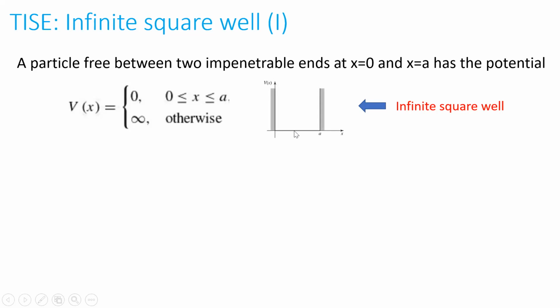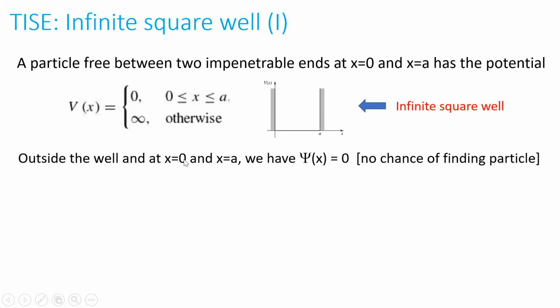So here's a picture of it. You can see the potential is 0 inside from 0 to a, and it jumps up to infinity at 0 and a, and it remains infinity as we move to the left of 0 and to the right of x equals a. So it's called the infinite square well because it looks square and because the potential is infinite on either side.